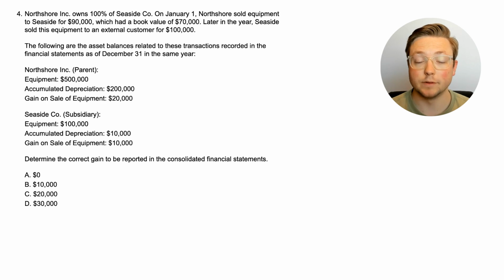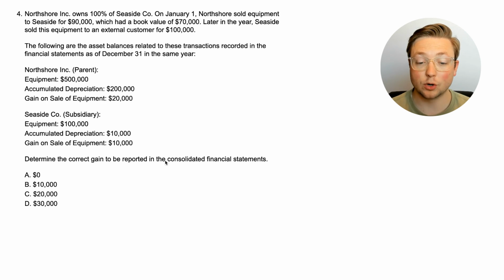Okay, here we are at question 4. North Shore Inc. owns 100% of Seaside Co. On January 1st, North Shore sold equipment to Seaside for $90,000, which had a book value of $70,000. Later in the year, Seaside sold this equipment to an external customer for $100,000. The following are the asset balances related to these transactions recorded in the financial statements as of December 31st in the same year. So you have all of this, the equipment, the accumulated depreciation, the gain on the sale of equipment for each of them.